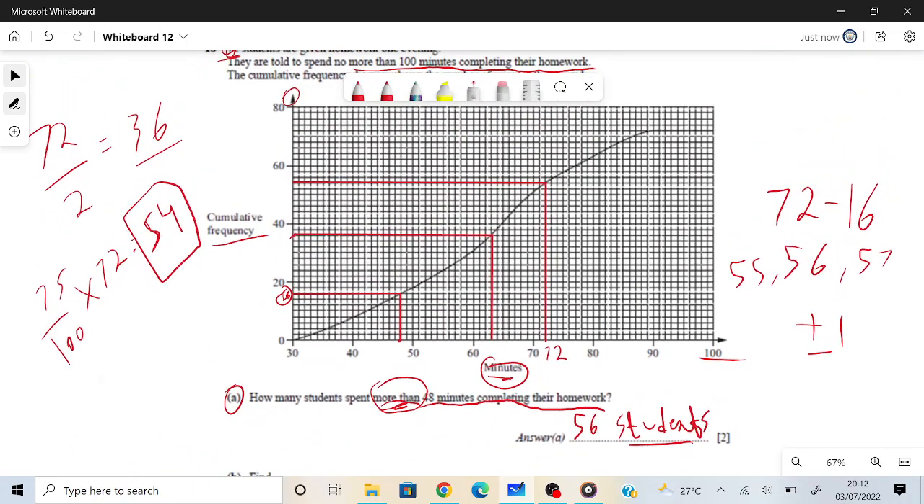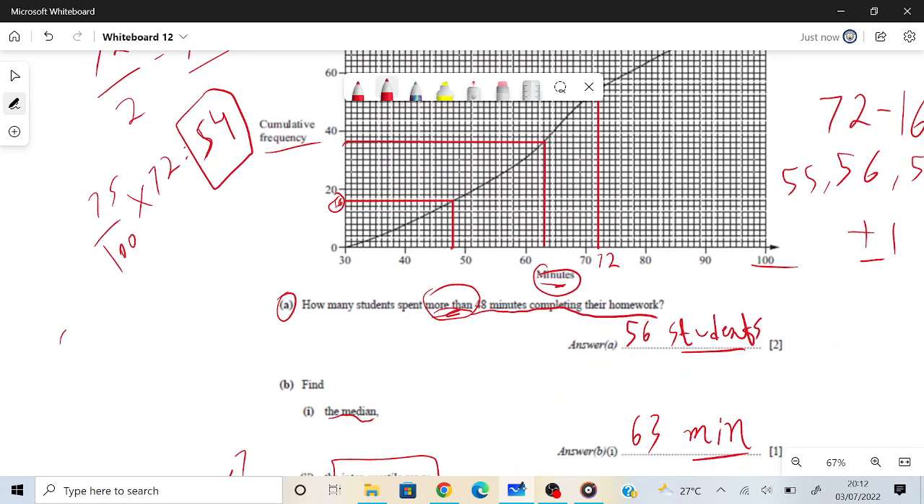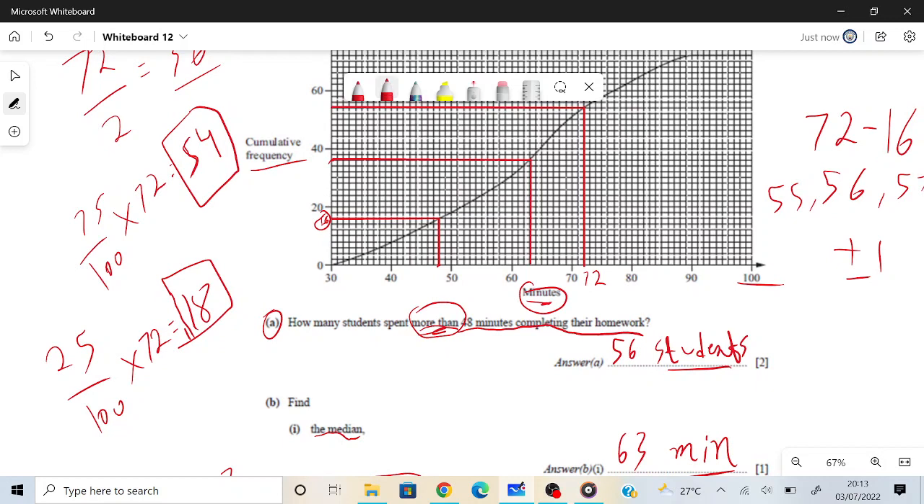So to find 25% of 72, we do 25 over 100 times 72. So 25 divided by 100 times 72, and that is 18. So 18 is 25% of 72. So go to 18. We know 16 is there, so 18 is obviously somewhere here. Trace it to the graph, ends up somewhere here, and trace it back down, ends up somewhere here.